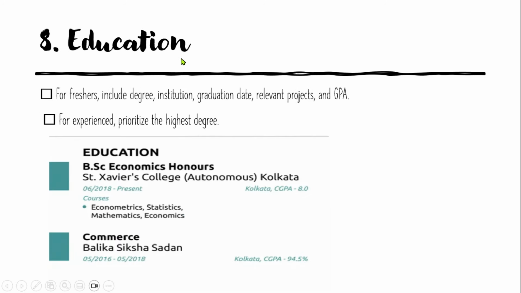Next section is education. For a fresher, you have to include the degree, institution, graduation date, relevant projects and GPA. For experienced candidates, you have to prioritize the highest degree. Here in the example, you can see that the highest degree is mentioned above, and after that, the second highest, and the GPA is also mentioned. Likewise, you have to mention the year and the course, and also the percentage or GPA in your resume like this.